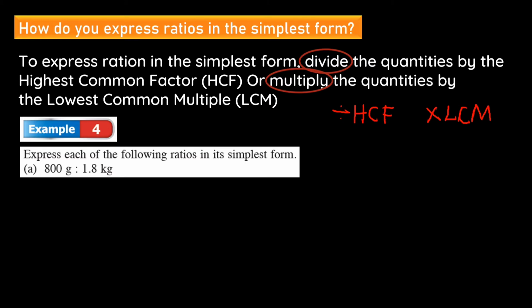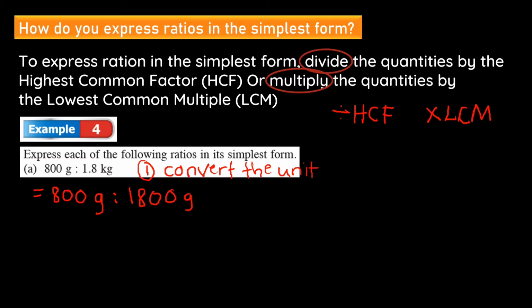So you see, A is 800 gram ratio 1.8 kilogram. The units are different. First thing you need to do is convert the unit so that both units will be the same. By converting it, you will get 800 gram ratio 1800 gram. Now the units are the same.